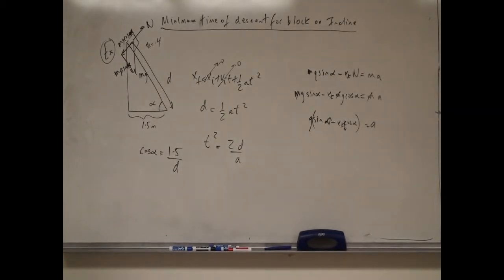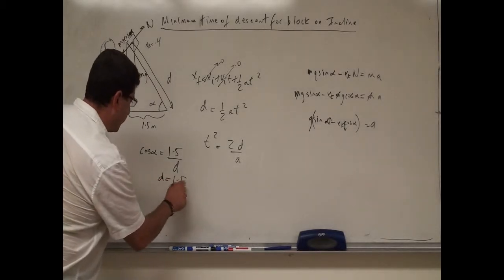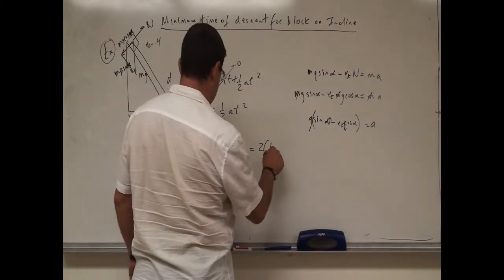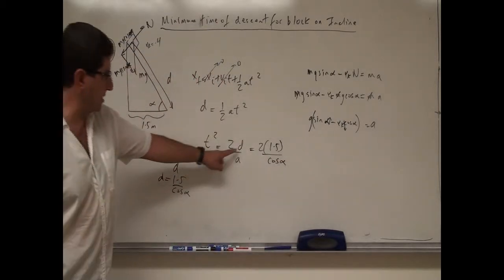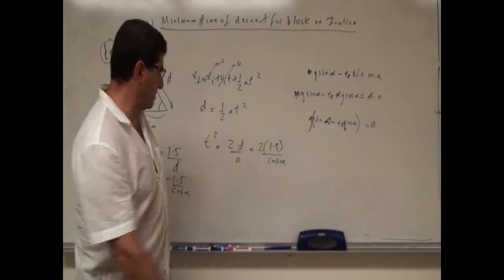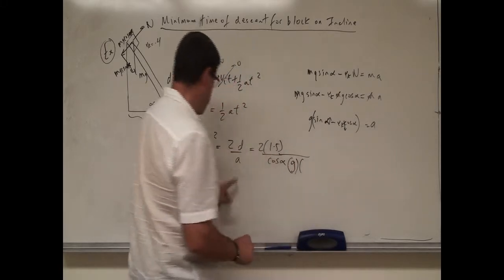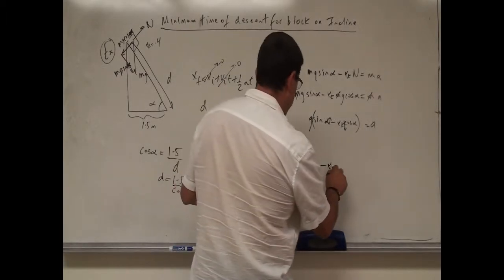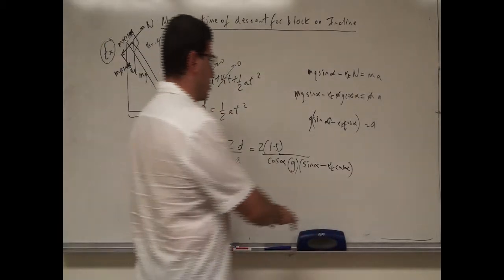So the equation for the time is like that, 2d over a, and then my d is going to be what? d is going to be 1.5 over cosine alpha. So then I could put that there. 2 times 1.5 over cosine alpha. Right? So that one is for the d, right? And then the a, so I just put the reciprocal of the a, right? So then I just put here g. Then I put here sine of alpha minus mu k cosine alpha. Okay? So then what's the general equation for t squared?